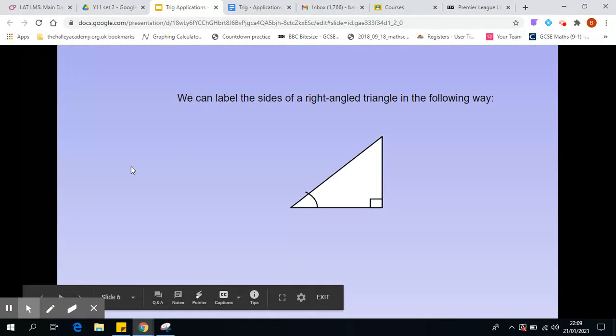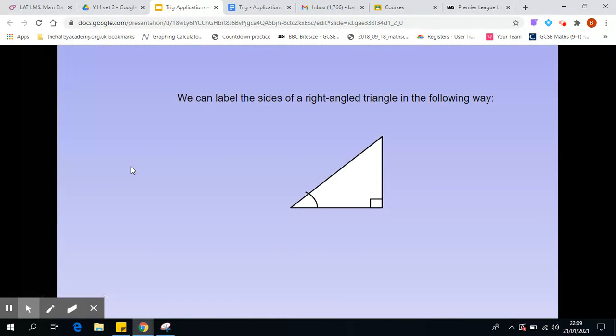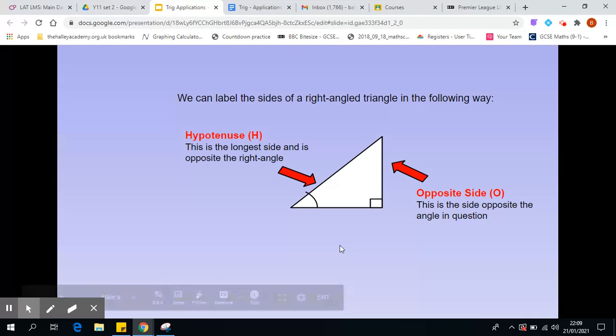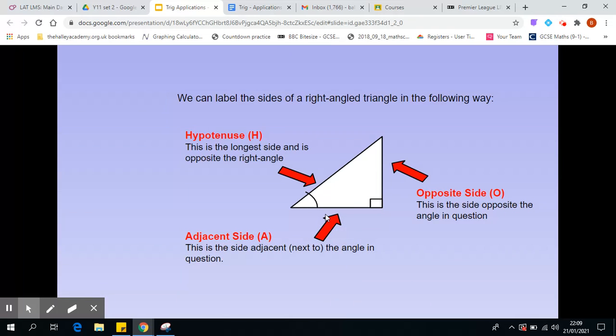Let's look at a few examples, and I want to provide you feedback before I solve one of the questions involving applications of trigonometry. Labeling the sides. Again, opposite to 90 degrees, the longer side, which is the hypotenuse. The side opposite to the angle is called the opposite side, and the side next to it is called the adjacent side.